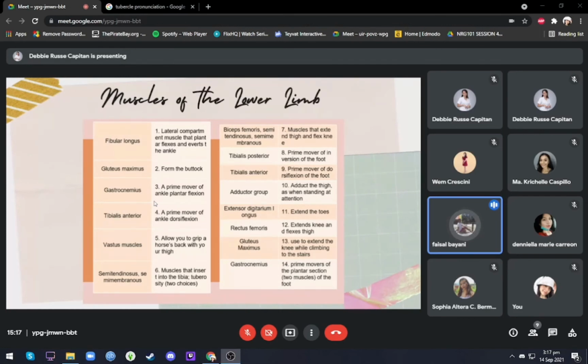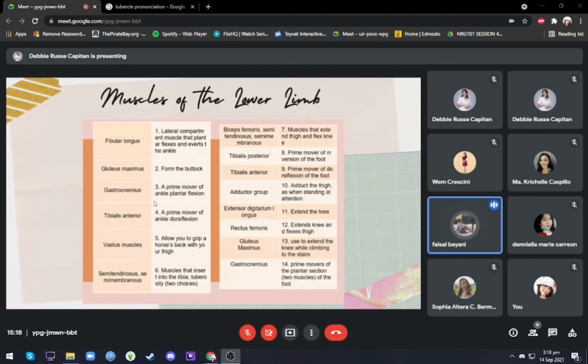Our answer is semitendinosus and semimembranosus. Number 7, muscles that extend thigh and flex knee. Biceps femoris, semitendinosus, semimembranosus. Number 8, prime mover of inversion of the foot, tibialis posterior. Number 9, prime mover of dorsiflexion of the foot, tibialis anterior.